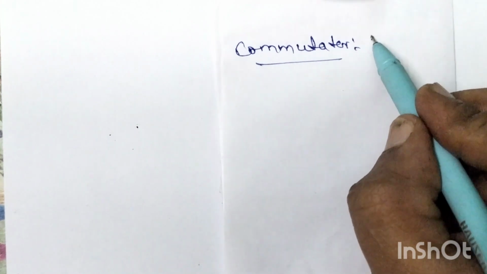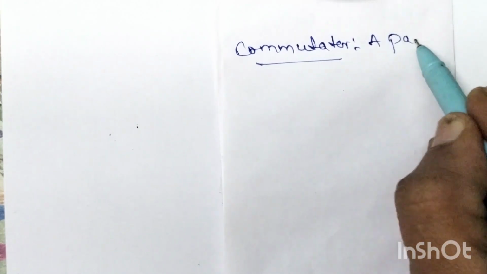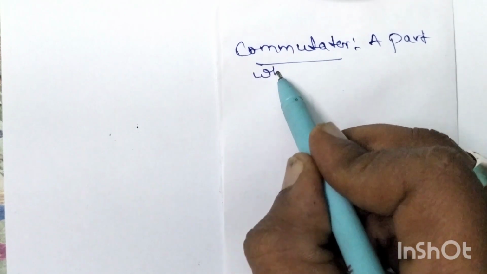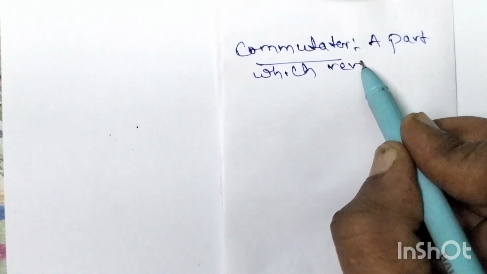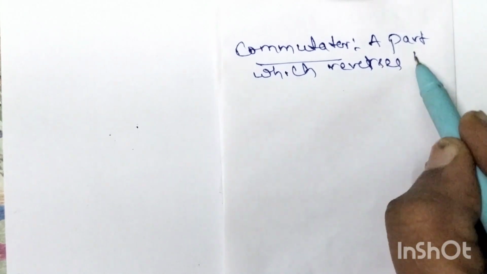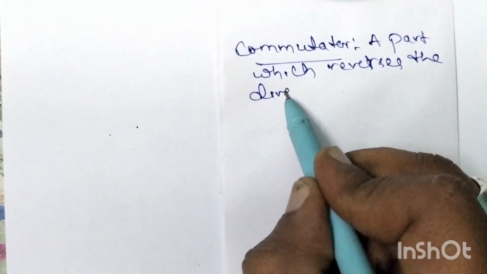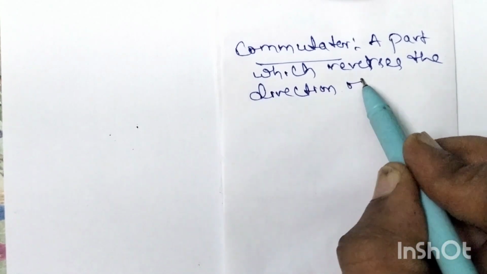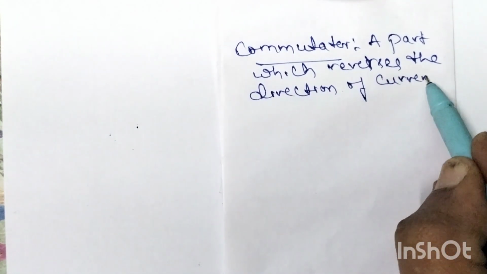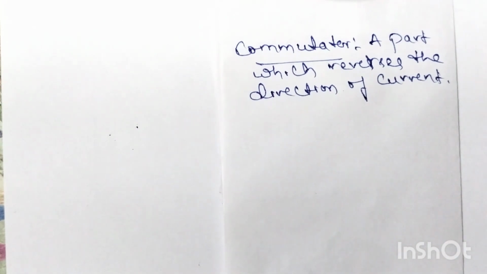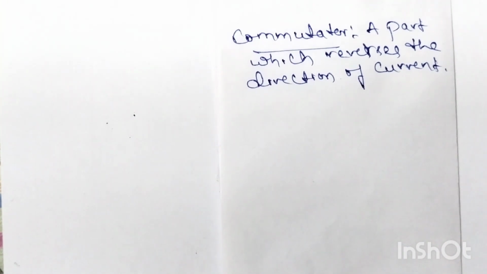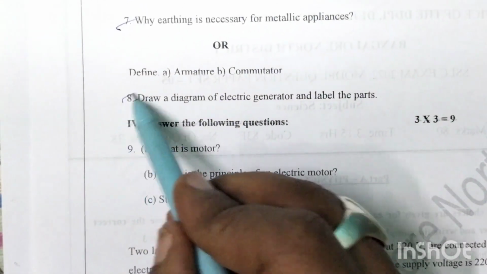So what is a commutator? A part which reverses the direction of current is called a commutator. So a commutator is one which reverses the direction of current. So, armature is a rectangular copper coil with rings, and commutator is a part which reverses the direction of current. That is called a commutator. Next, the 8th question.